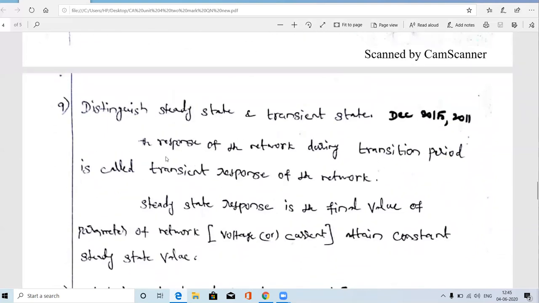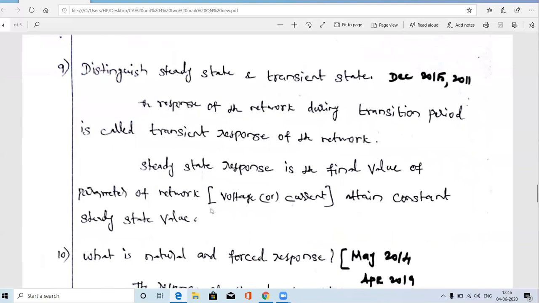Here you see, the response of the network during the transition period is called the transient response. In the transient response, the response means output, the current flowing through the particular circuit, and it will vary. And the steady state response is the final value of the parameter, the final value of the particular parameter of the network, which attains a constant value.